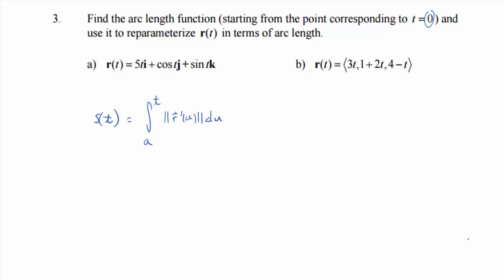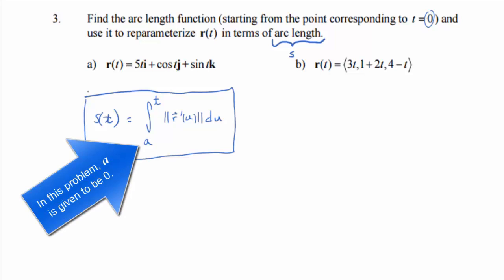Okay, guys, so we're finding the arc length for part A, the arc length function for the function r of t equals 5t i plus cosine t j plus sine t k, and we're going to use it to reparameterize r of t in terms of s, basically. So in terms of arc length, that's what we're calling s. So this is the formula. S of t equals integral a to t magnitude r prime u du.